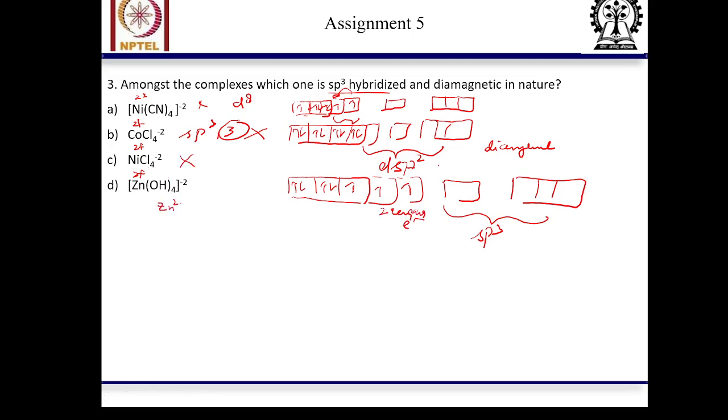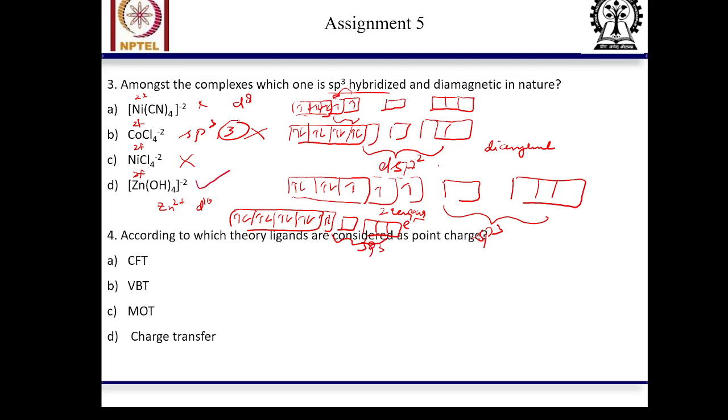Now let's see the zinc. Zinc 2 plus is a d10 configuration. D10 configuration means all the orbitals are filled. So this is sp3 hybridized. There is no unpaired electron, which means it's diamagnetic. So the correct answer is this.